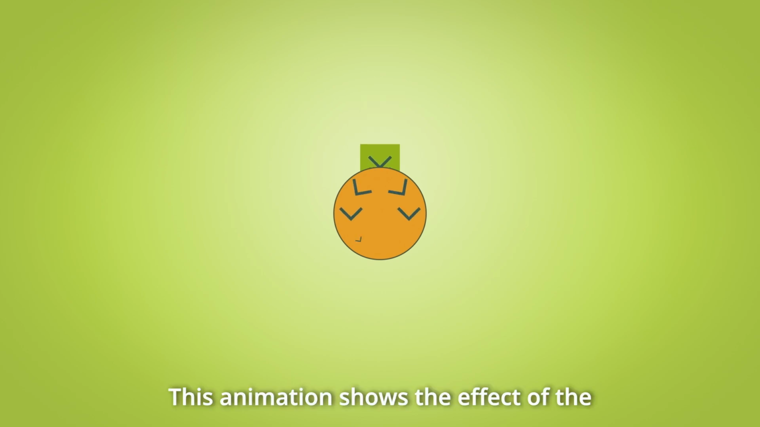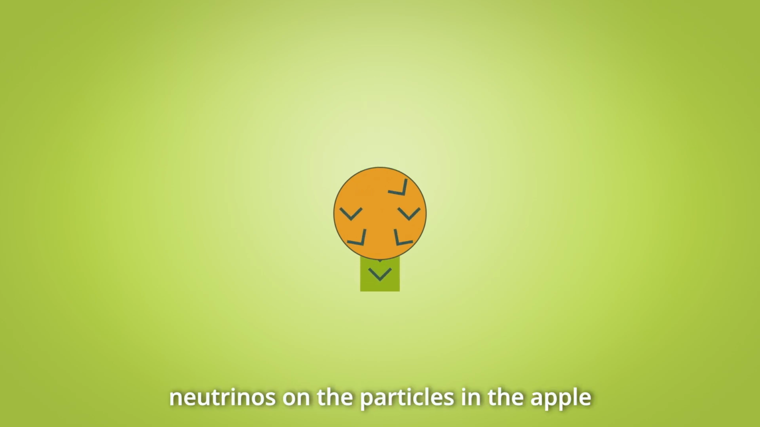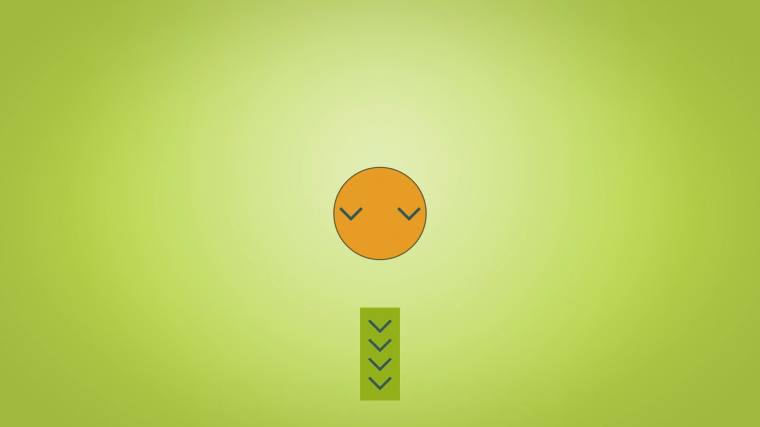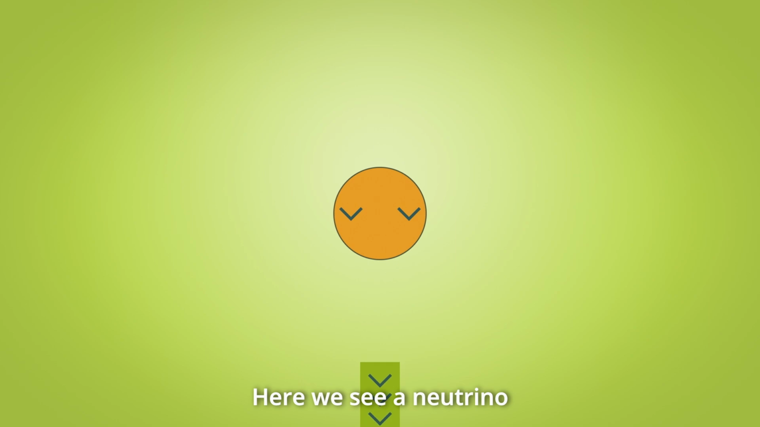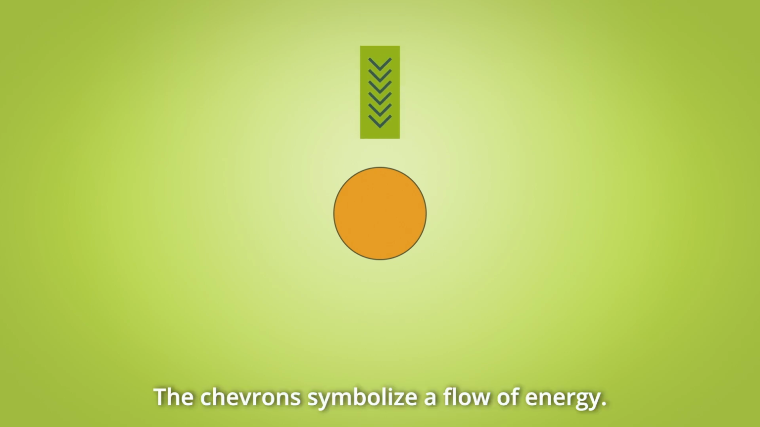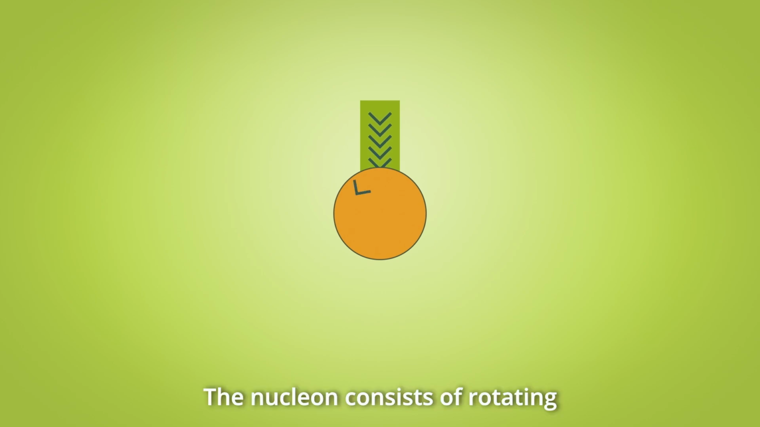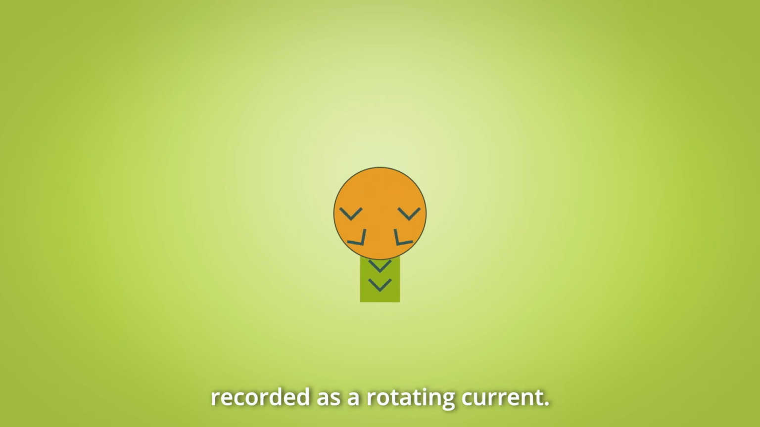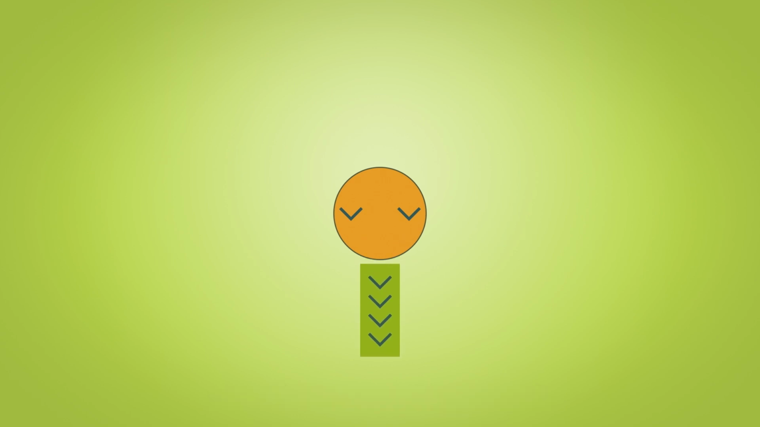This animation shows the effect of the neutrinos on the particles in the apple according to the Carr theory. Here we see a neutrino hitting a nucleon in slow motion. In reality, it happens at the speed of light. The chevrons symbolize a flow of energy. The nucleon consists of rotating currents, and the neutrino is recorded as a rotating current.